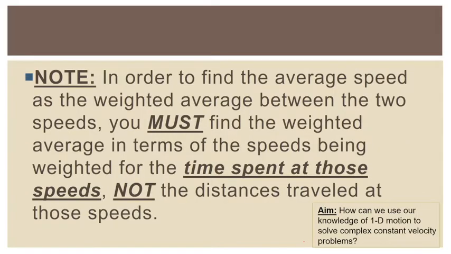Big note here. In order to find the average speed as the weighted average between two speeds, you must find the weighted average in terms of the speeds being weighted for the time spent at those speeds, not the distances traveled at those speeds. Now, you pretty much wrote that down on the last slide, but this part is crucially important, so I want to make sure to emphasize that. You have to find the weighted average in terms of the time and not the distances.